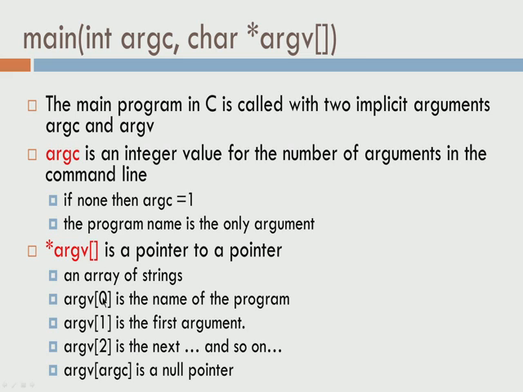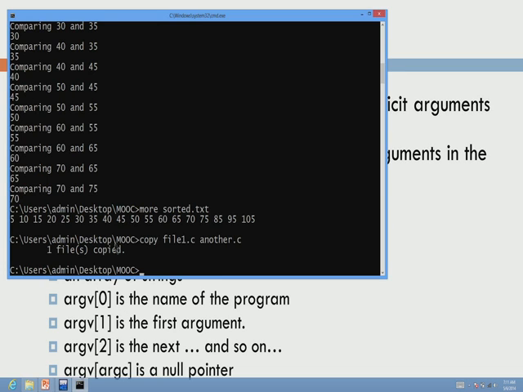So argv[0] is usually the name of the program, argv[1] is the first argument that you passed, argv[2] is the second, and so on. So argc is an integer value that takes the number of arguments including the file name itself. For example, if I did copy file1.c another.c, there are 3 arguments: copy, file1.c and another.c. So argc would be 3, argv[0] would be copy, argv[1] would be file1.c, and argv[2] would be another.c.